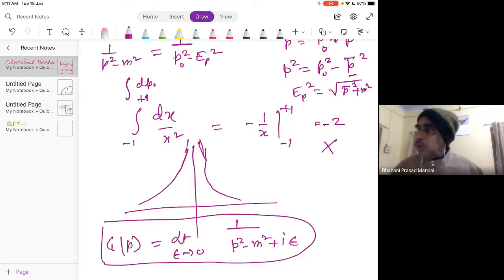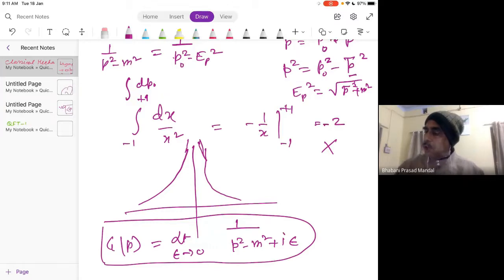Okay. So this is Feynman's modification. Basically, the pole, or the diverging point, will be shifted. P0 is related to energy, as we'll see. So energy is always positive.